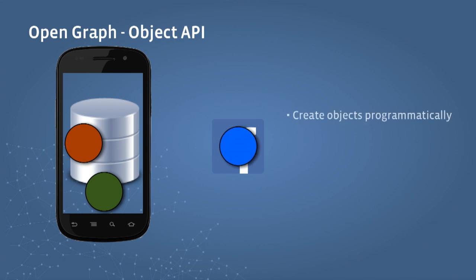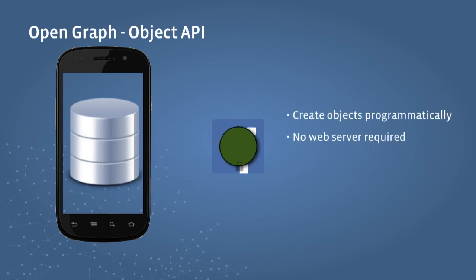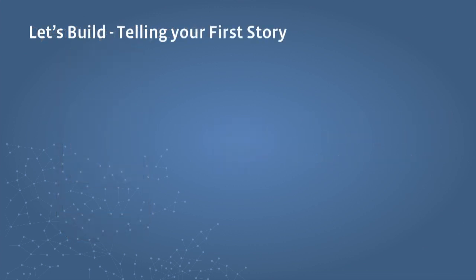And we've seen this, the Object API. Great. I love this as a developer, not having to rely on standing up a web server. You can create objects programmatically, no server. All right, real quick, we wanted to get to code.